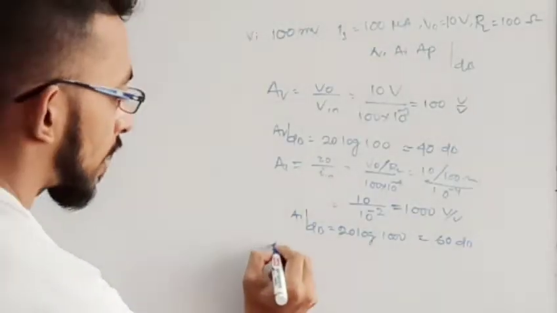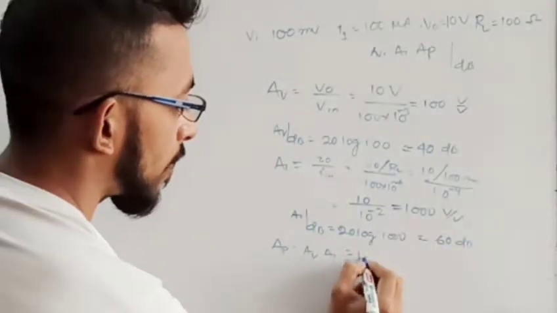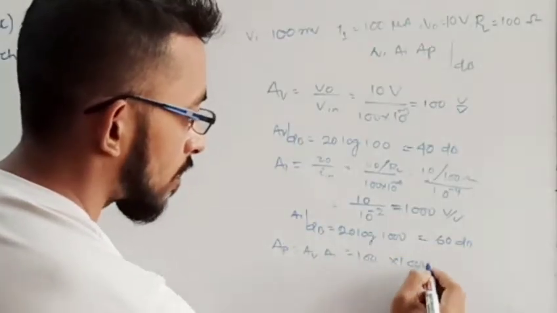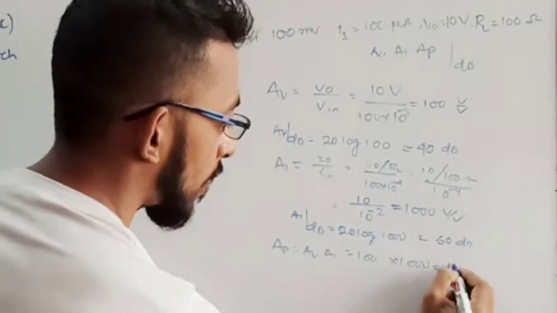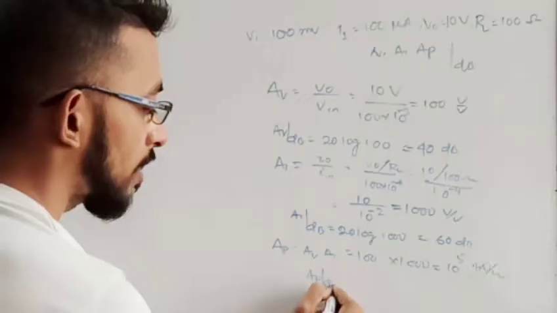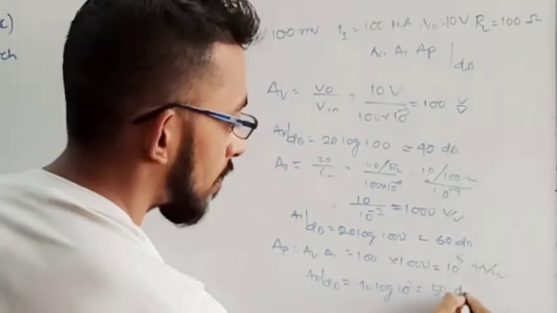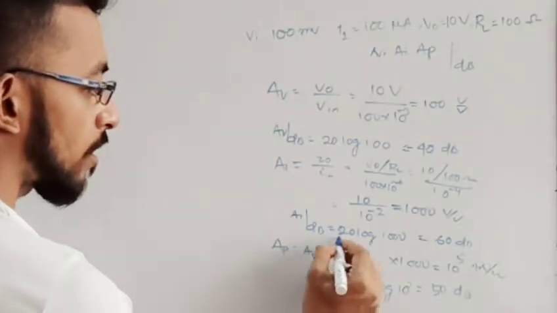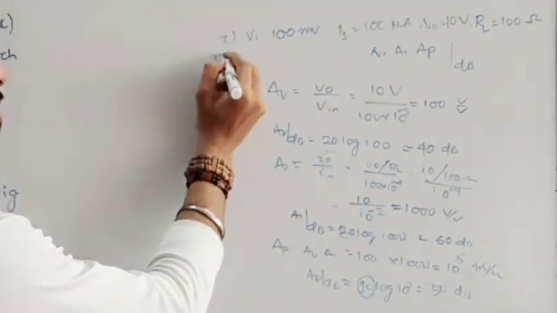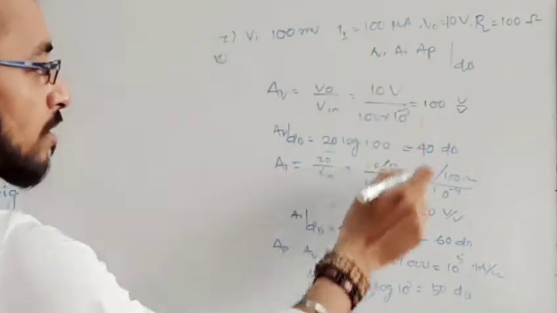Now what is our power gain? AP is nothing but AV into AI. Simply we can multiply, 100 for this AV and 1000 for this AI. That is nothing but 10 power 5 watt per watt. If I convert AP into dB, it becomes 10 log 10 power 5, which is 50 dB, because for power we multiply by 10, and for voltage and current we multiply by 20. Similarly for the first one, there are two other numericals. Just changing the values, you can use these formulas.